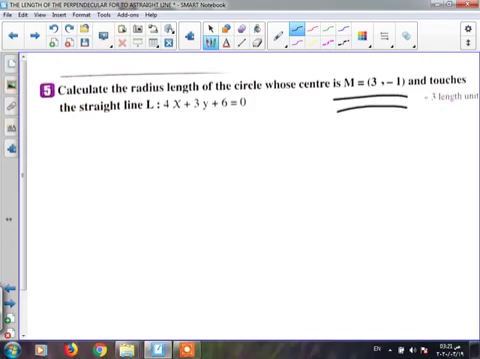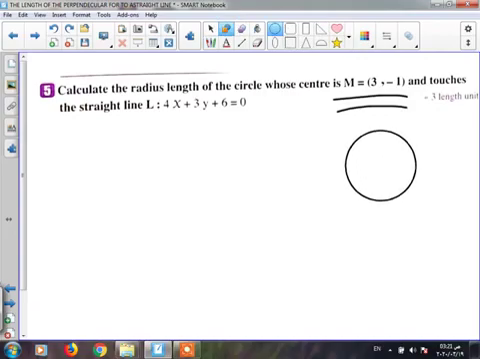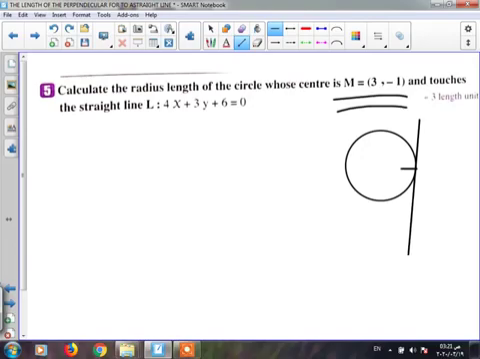Calculate the radius of a circle whose center is (3, -1) and which touches the straight line 4x plus 3y plus 6. This is our circle, and the straight line touches the circle at one point, just like that, and this is M.